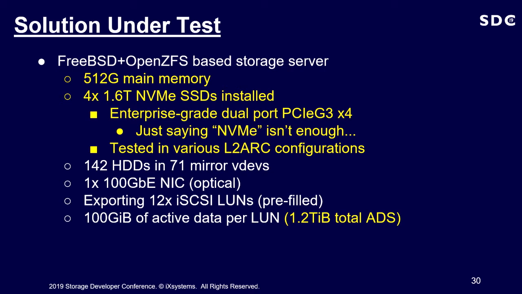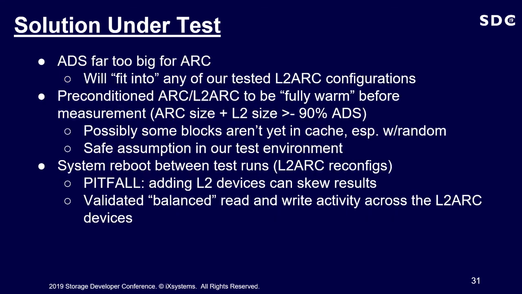And we're working with a big data set, well, fairly big data set. It's a 1.2 terabyte data set. That active data set size was specifically chosen because it will not fit in ARC. So we're going to be missing in ARC a lot. It's also designed so that the active data set will always fit into L2ARC. Even if I'm using one of those 1.6 terabyte drives, it'll fit in there. If I'm using two, it'll fit in there. If I'm using four of them, it'll fit in there.